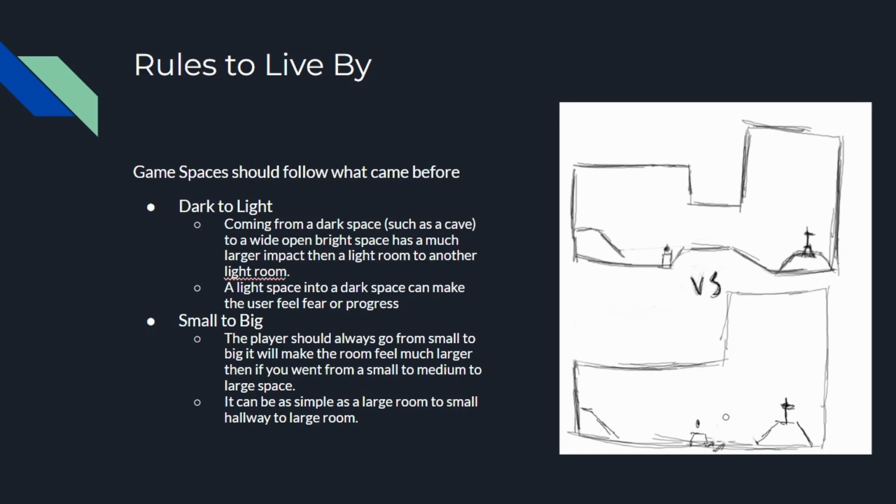Game spaces should follow what came before. So what I mean by that is you should always have something that makes sense. You shouldn't just open up a door and end up in the Siberian desert. You need to actually end up in a location that makes sense, right? If you open up a door, you expect to be a room or some kind of hallway or maybe the outside, but you don't expect to open up the door and then suddenly be in the middle of the Siberian desert, right?